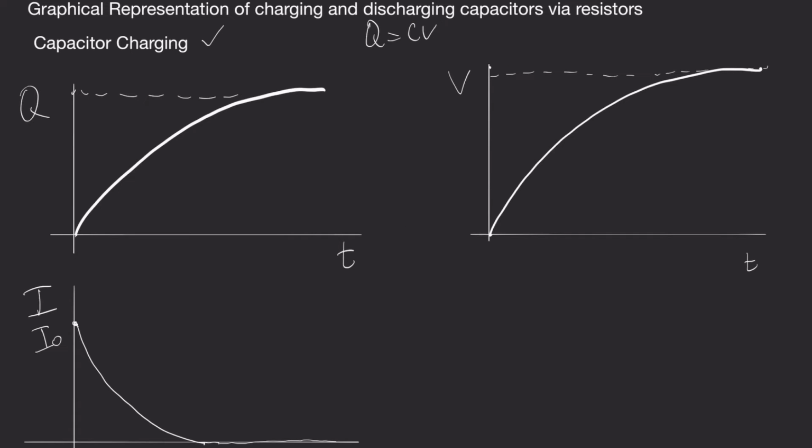Let's have a look at the graphical representation of charging and discharging of capacitors. We're going to start off with capacitors that are actually charging. So we can see that the unbalanced charge on the capacitor will end up increasing with time until it tails off to some value. The same thing is going to happen to the potential difference across the capacitor. Please note that these are just rough sketches. Now, what's going to happen to the current, and why is it actually decreasing?